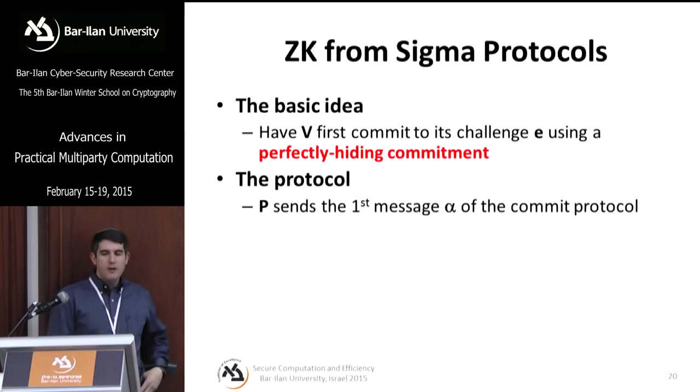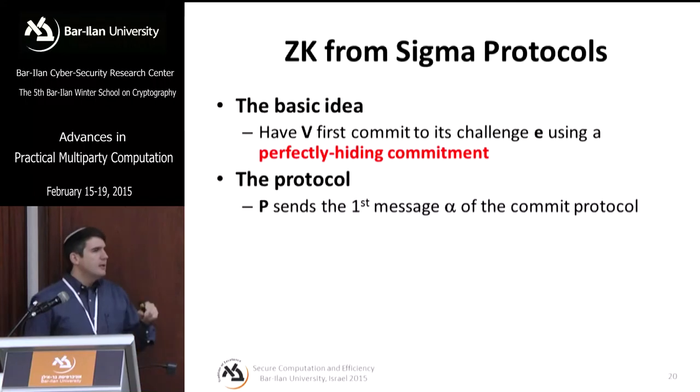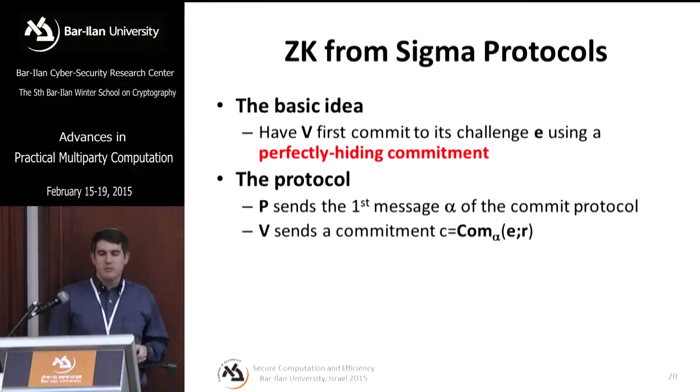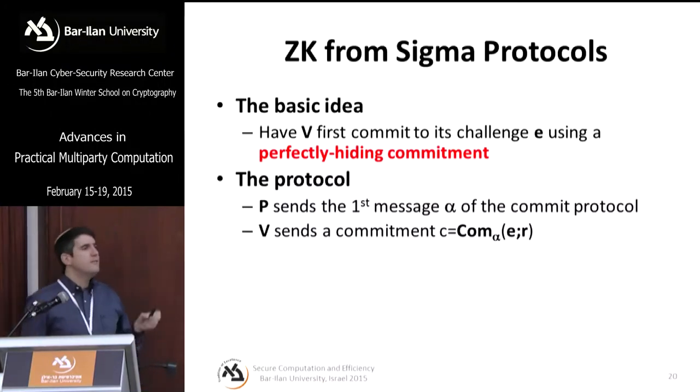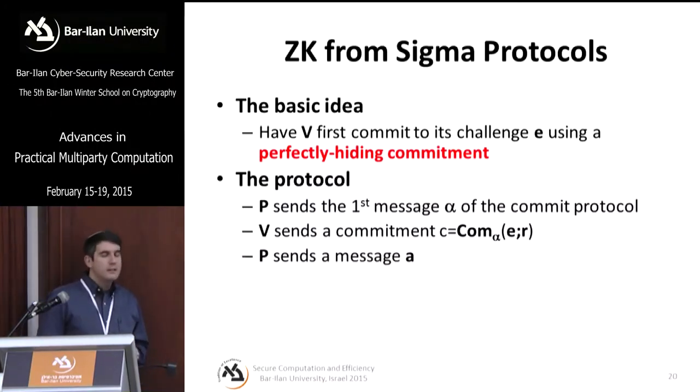Okay, so the verifier commits to its challenge E. The way we do this is we use a perfectly hiding commitment scheme. These schemes actually have two rounds, so the prover sends the first message of the commitment protocol, and then the verifier commits to its challenge E. After that, the prover sends the message A.